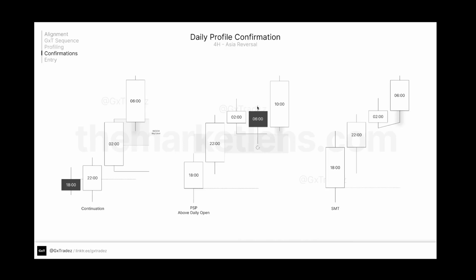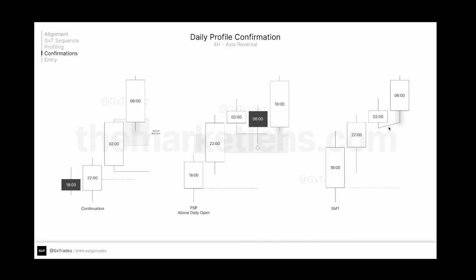So this is when that next 4-hour candle might retrace into that gap, right, basically misaligning itself with the daily, because this does not support bullishness. But when it closes, maybe it gives us a PSP, that'd be ideal, and then we can trade that 10 AM continuation, right?